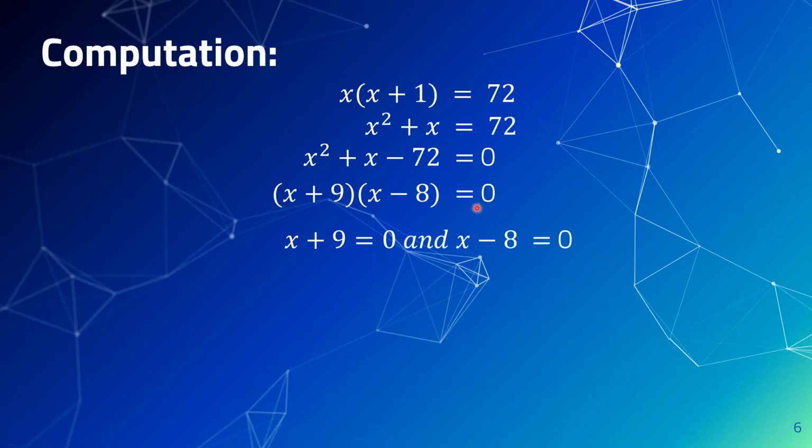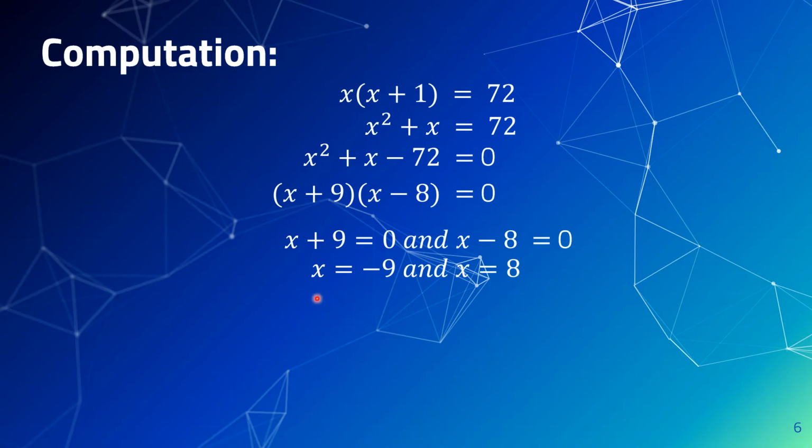So by zero property, this can be 0, and/or this can be 0. By zero property, we can equate this as x plus 9 equals 0, and x minus 8 equals 0. By transposing positive 9 to the right side of the equation, we can get one value for x, which is negative 9, and another value for x, which is positive 8. So we have two possible values for x.